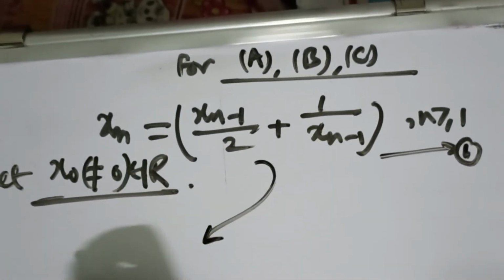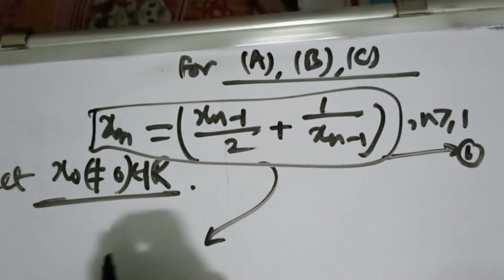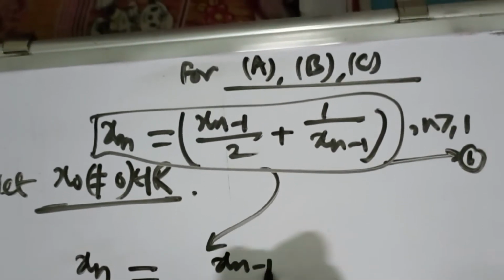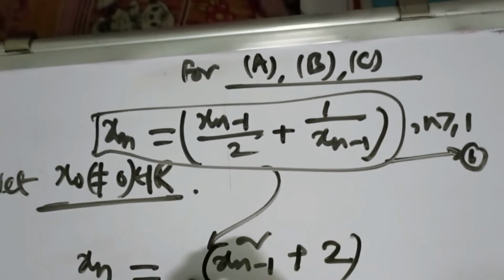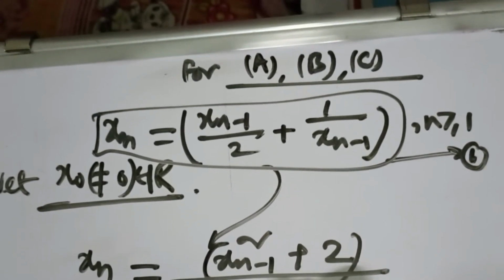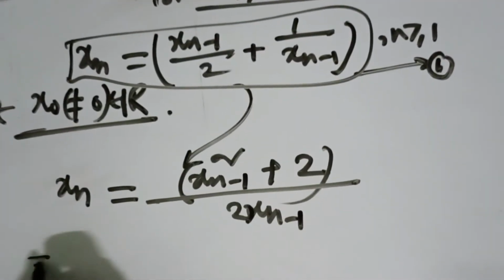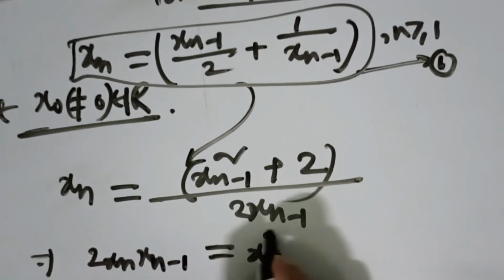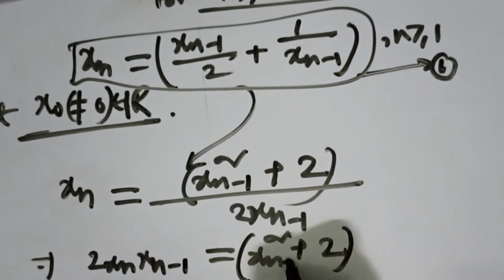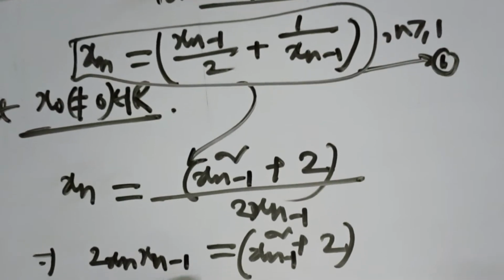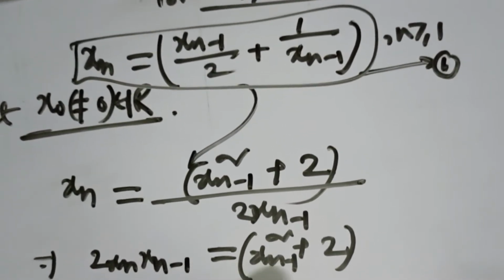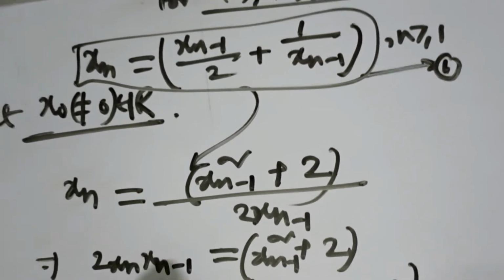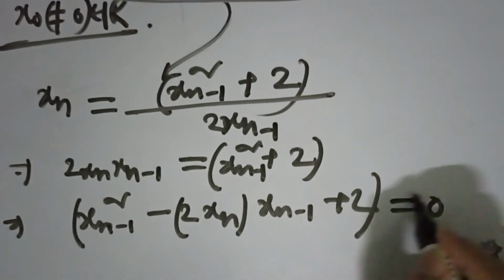From here, I can write with this scheme, if I calculate some more steps, xn equals xn minus 1 squared plus 2 upon 2xn minus 1. Cross multiplying, you get 2xn xn minus 1 equals xn minus 1 squared plus 2. Taking the left side over, you get xn minus 1 squared minus 2xn xn minus 1 plus 2 equals 0.